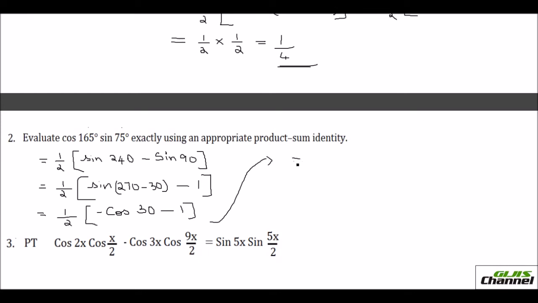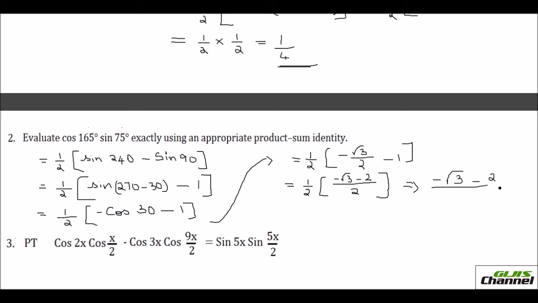So this will be equal to half, right? Cos 30 is root 3 by 2. So minus root 3 by 2 minus 1. You can solve this. So what happens? It is half here. Here your value would be minus root 3 minus 2 over 2, right? And hence your final answer is negative root 3 minus 2 over 4.